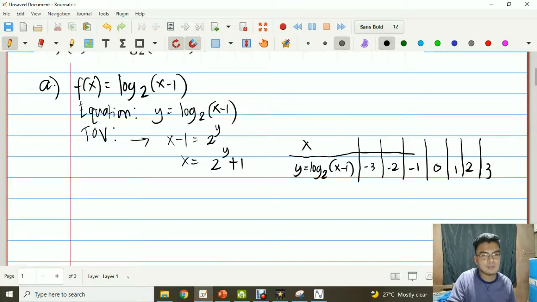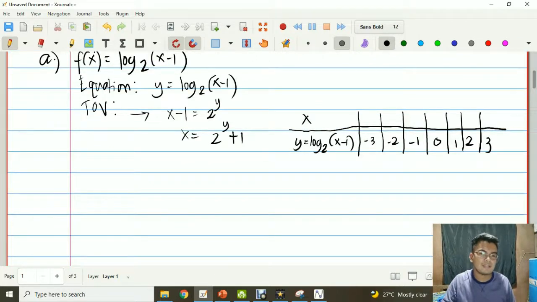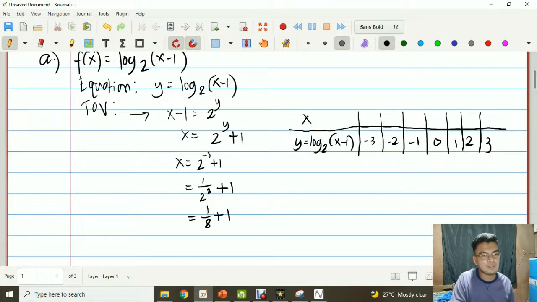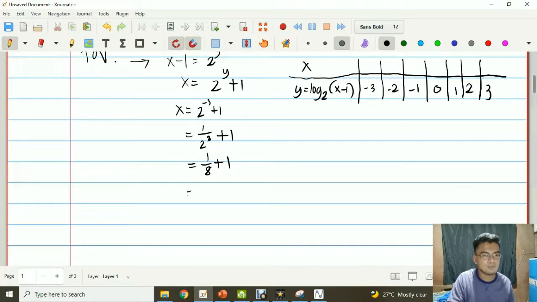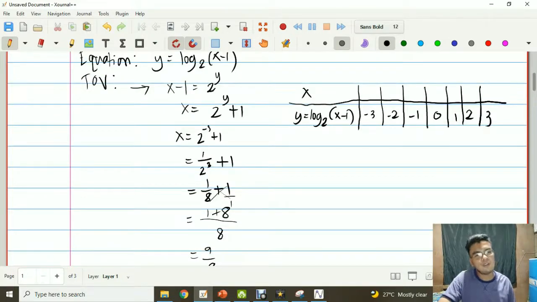So, if y is negative 3, then we have 2 raised to negative 3 plus 1. 2 raised to negative 3 is equivalent to 1 all over 2 raised to 3, then plus 1. This will be 1 all over 8 plus 1. So, the LCD is 8. If we cross multiply, 1 times 1 is 1, and then 8 times 1 is 8. So, this is equivalent to 9 all over 8. Our x here, if y is negative 3, is 9 all over 8.